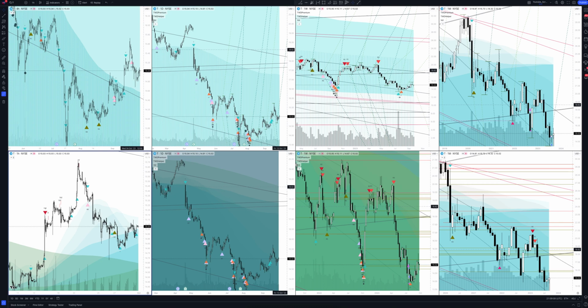Today we will take a look at AT&T stock. Let's analyze the market situation and find out how you can make money on it. Let's start.